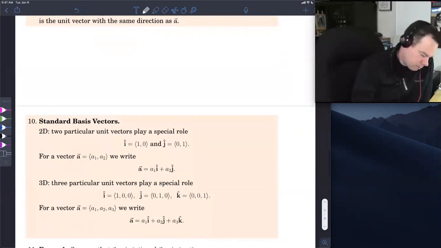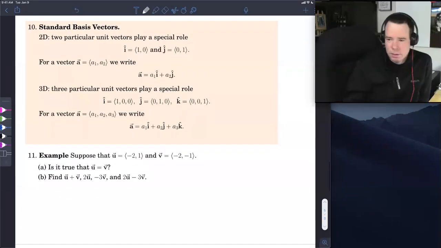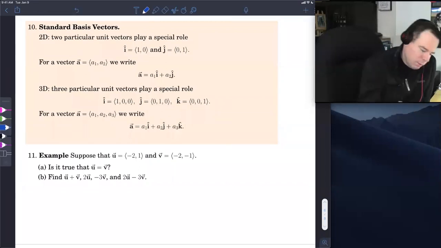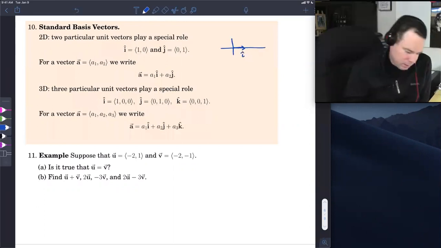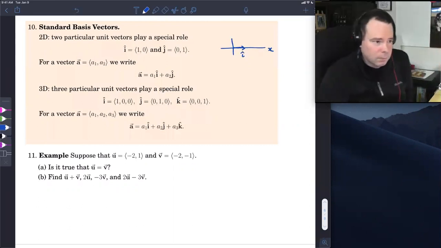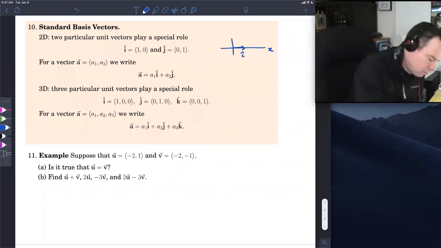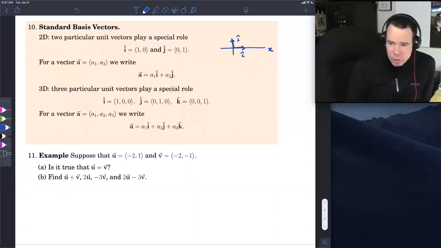So there are some particular unit vectors that we're going to find very useful, and we've given them names. Two particular unit vectors in two-dimensional space are known as i hat and j hat. i hat is a vector that points along the x-axis, and j hat is the one that points along the y-axis. We call them i hat and j hat, with little hat symbols on top of the variable name.